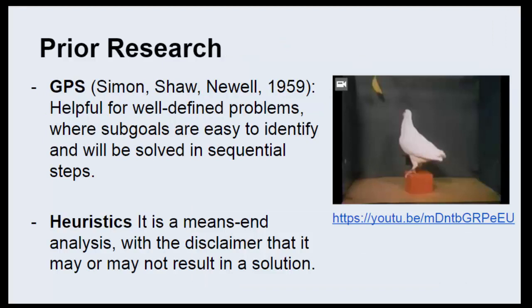There's some prior research for problem solving. There are four research areas. The first one is GPS. There are some principles for GPS. Problem solving behavior involves means-ends analysis, which means breaking a problem down into subcomponents, sub-goals, and solving each of these.